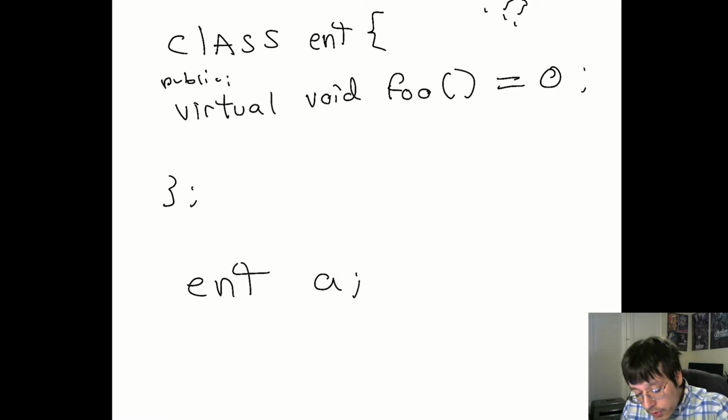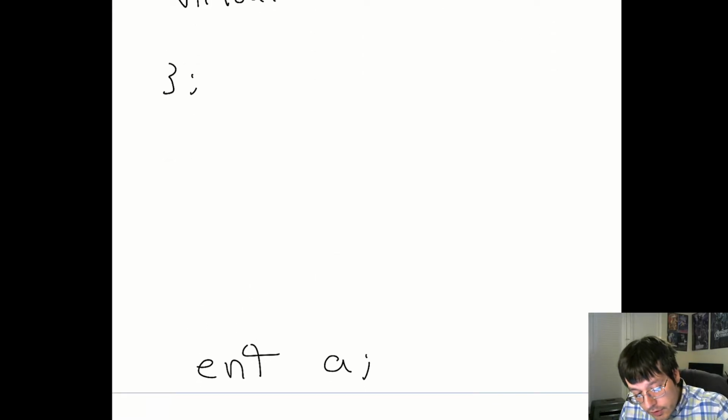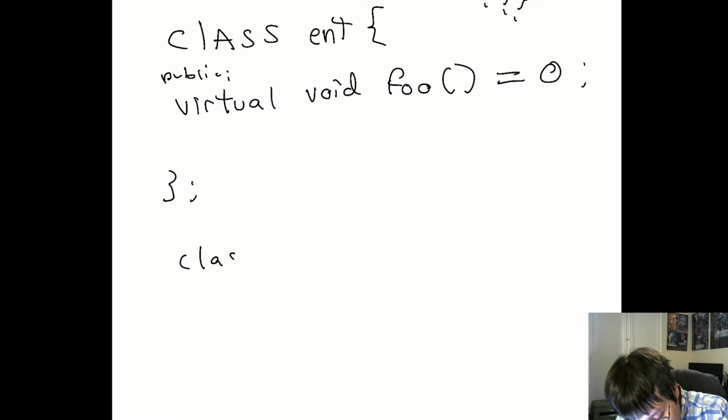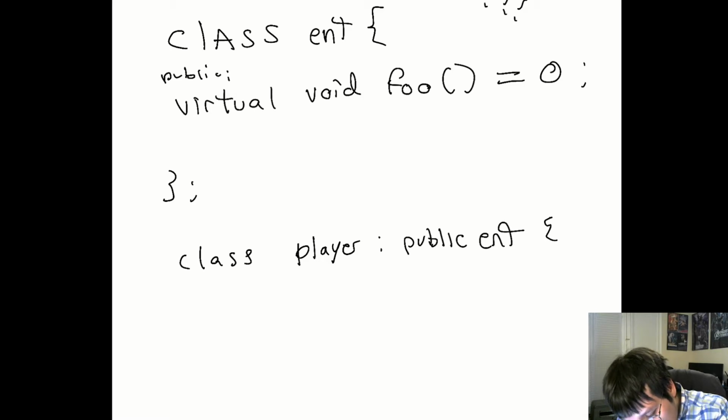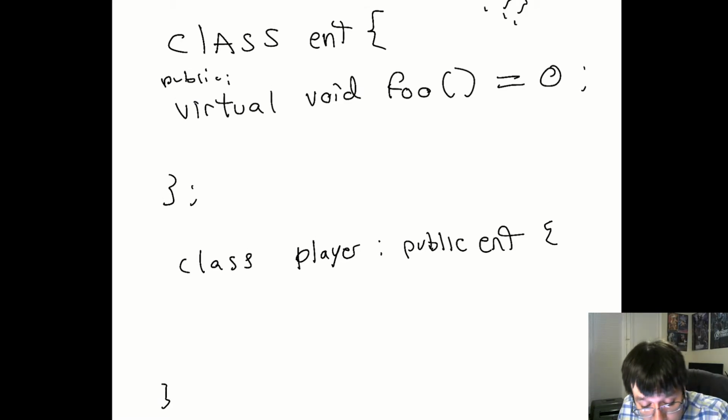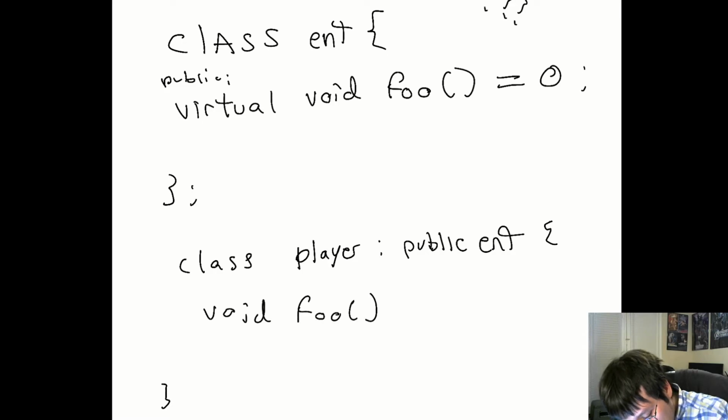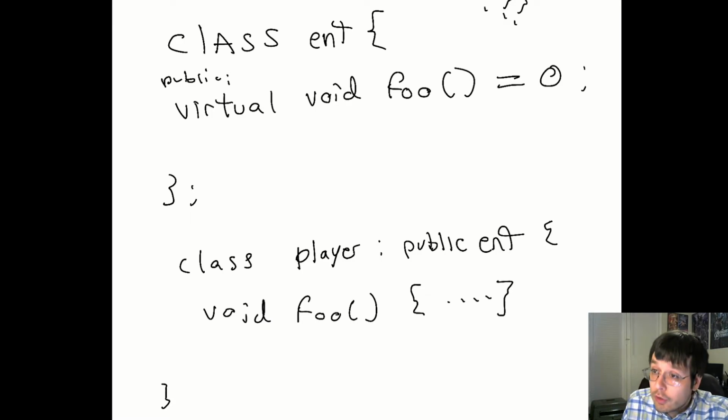So what you would want to do is in your derived classes, so let's just do a derived class called player that inherits from ent. In this class here, I can go ahead and actually create this function proper. So I can say something like, actually I don't think you need to write the word virtual now. I think you just go and actually write code by putting the curly braces.